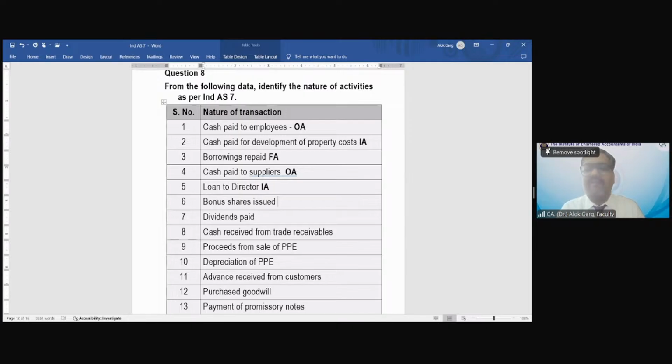The share capital value has not been changed. The total share capital sitting in the books of Reliance was the same. So the bonus share issued, few students have told that it is a non-cash item. It is a non-cash item. There is no cash flow. Dividends paid. Financing.